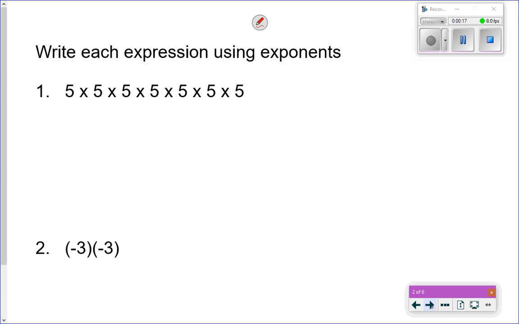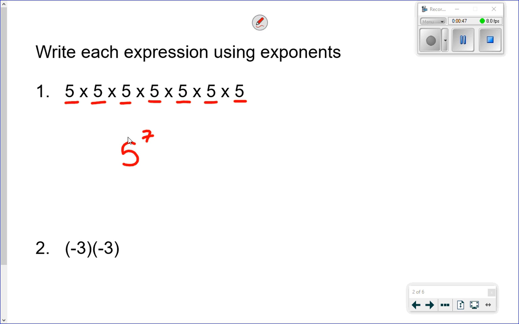All right, so these directions say write each expression using exponents. So we have 5 times 5 times 5 times 5 times 5 times 5 times 5. We need to simplify that and write it in terms of exponents. So our base number will be the number that's repeated here, which is 5. And then we want to raise that to the power of how many times it's being multiplied. So we have 1, 2, 3, 4, 5, 6, 7. So this would be written as 5 to the 7th power.